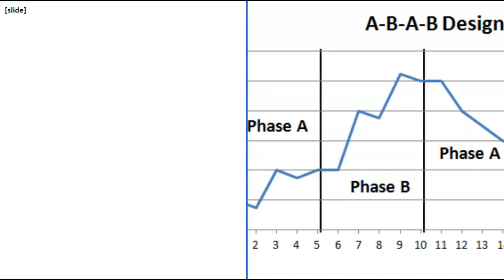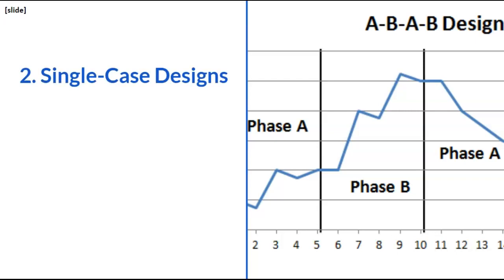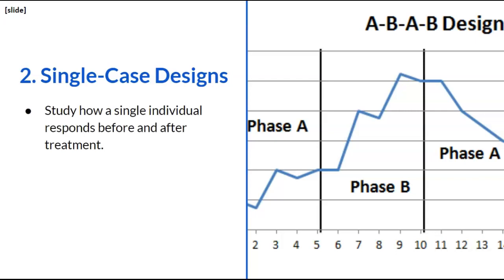The second research method is a single case design. This technique involves studying how a single individual responds before and after treatment of a psychological disorder. In essence, single case designs are controlled experiments conducted on one person. The most common research design is called ABAB research design.